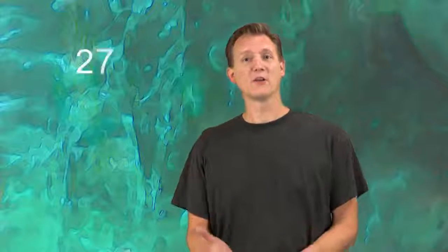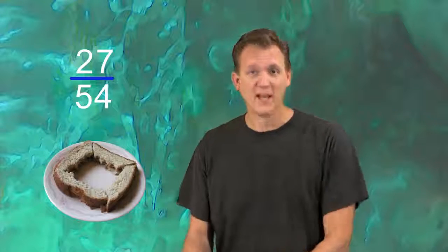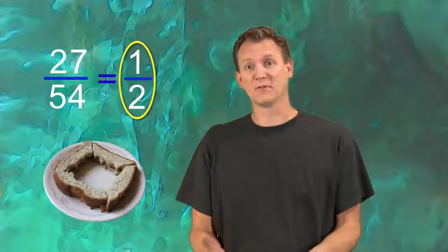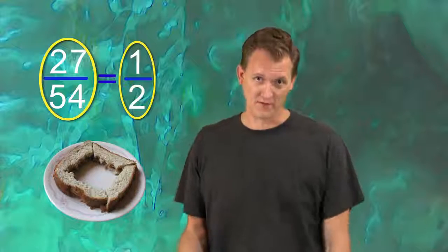For example, if your friend said to you, "Here, you can have 27/54ths of my sandwich," it would have been much easier if they had just said that you could have 1/2 of their sandwich, since 1/2 is the simplified form of 27/54ths. So now, whenever you see a fraction, you can ask yourself, could that be any simpler? And if so, you'll know just what to do.